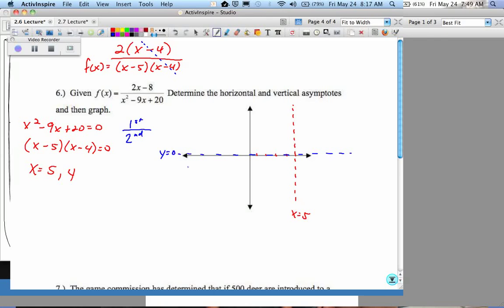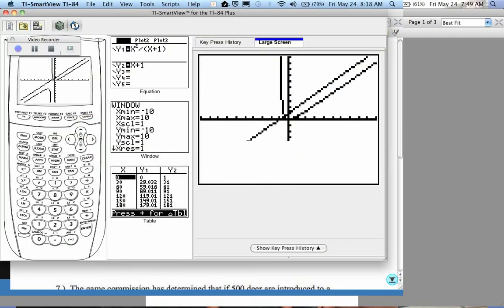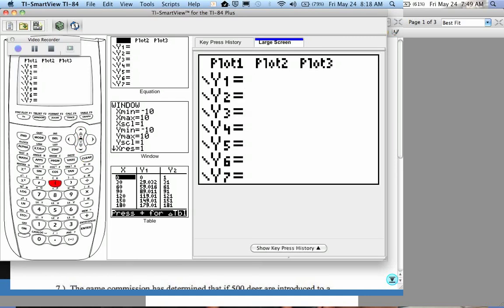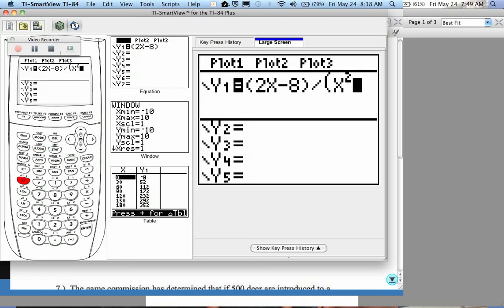Anybody graph it yet? No? So, on top, make sure you put it in parentheses. Is it 2x plus 8? Minus 8. Minus. Divided by x squared minus 9x plus 20.